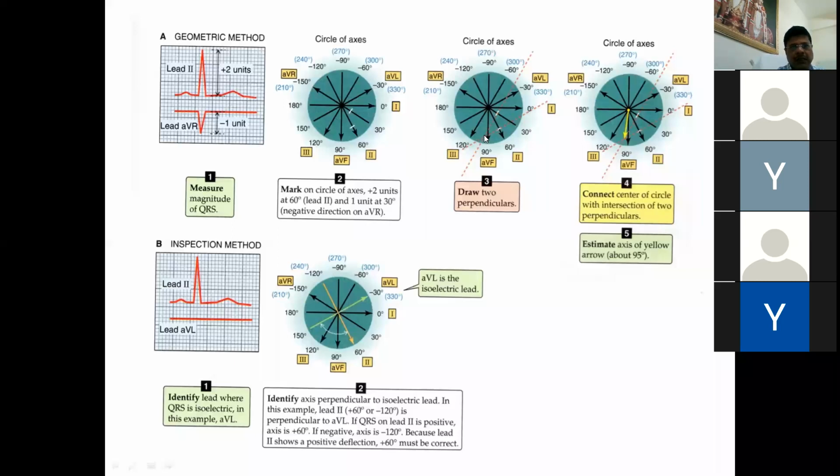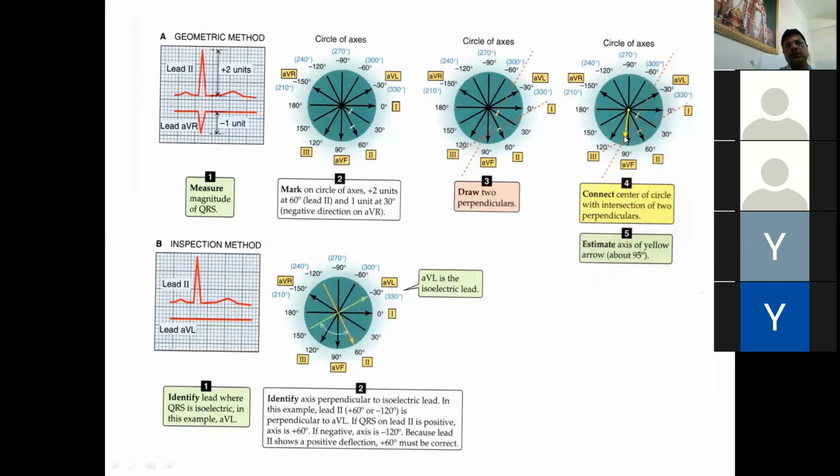You mark that point, and you draw an arrowhead from the center of the hexaxial system till that point where these two are cutting each other. So this yellow line represents the axis of the heart. In this example, the axis of that yellow line is around 95 degrees, plus 95 degrees.